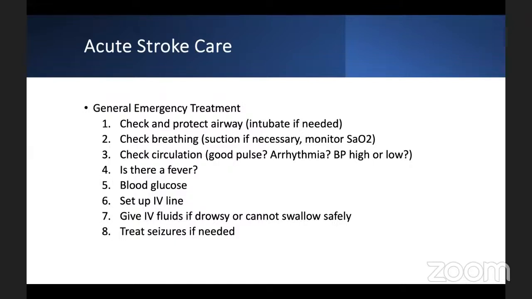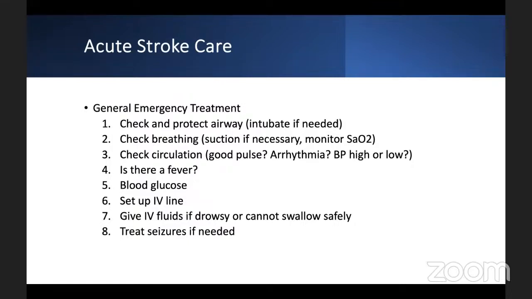Does the person have a fever? If somebody has a stroke and has a fever, our job is to make sure that we identify the source of the fever. Do they have an infection somewhere so that we can treat the infection, manage the fever, and improve the outcomes? What's the blood glucose looking like? If the blood glucose is high, above 11.1, it's important for us to be able to bring it down using insulin. Set up an IV line, give IV fluids if the person is drowsy and cannot swallow.